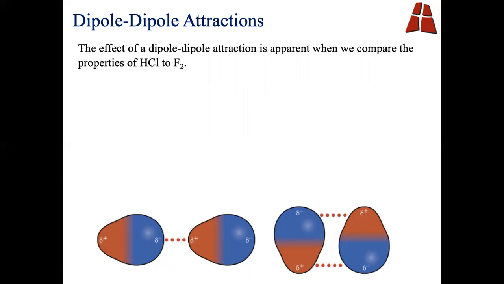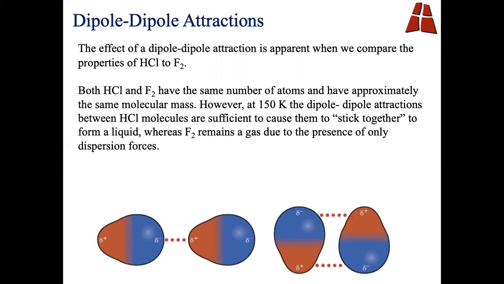Okay. And so an example of this, if we compare HCl and F2, they have the same number of atoms, they have approximately the same molar mass. However, if we were to lower the temperature of a reaction vessel that contained both of these to 150 Kelvin, the dipole-dipole interactions between HCl would be sufficient to cause them to stick together, because we would get attraction between that partial negative and partial positive, and it would actually turn from a gas to a liquid. F2, because it only has dispersion forces, is going to remain a gas though, and that is because it has a lesser amount of intermolecular forces, okay?